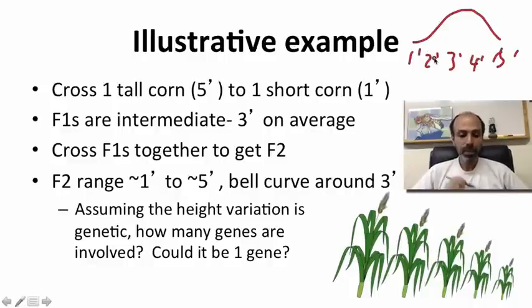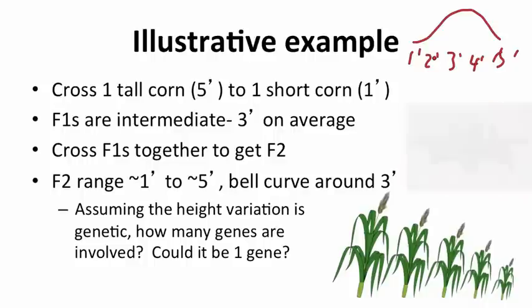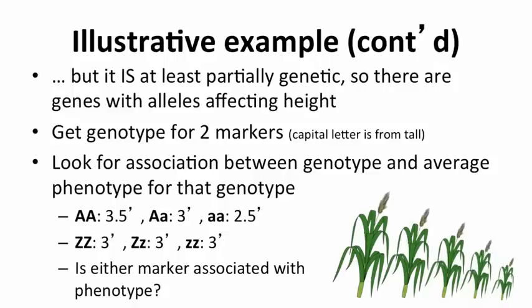Okay? Now, assuming the height variation is genetic, how many genes are involved? Is this likely to be something that is a single gene effect? The answer is really unlikely, right? There would have to be a lot of different alleles that are doing this. So probably not. It's much more likely to be something that's caused by many genes. Nonetheless, we know that this height difference is at least partially genetic, so there are genes affecting height.